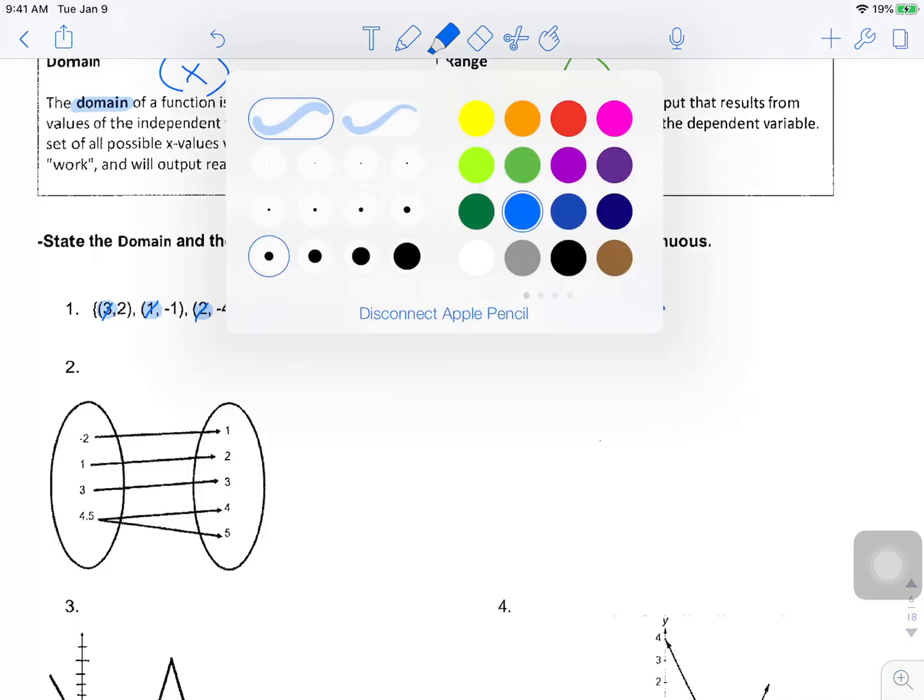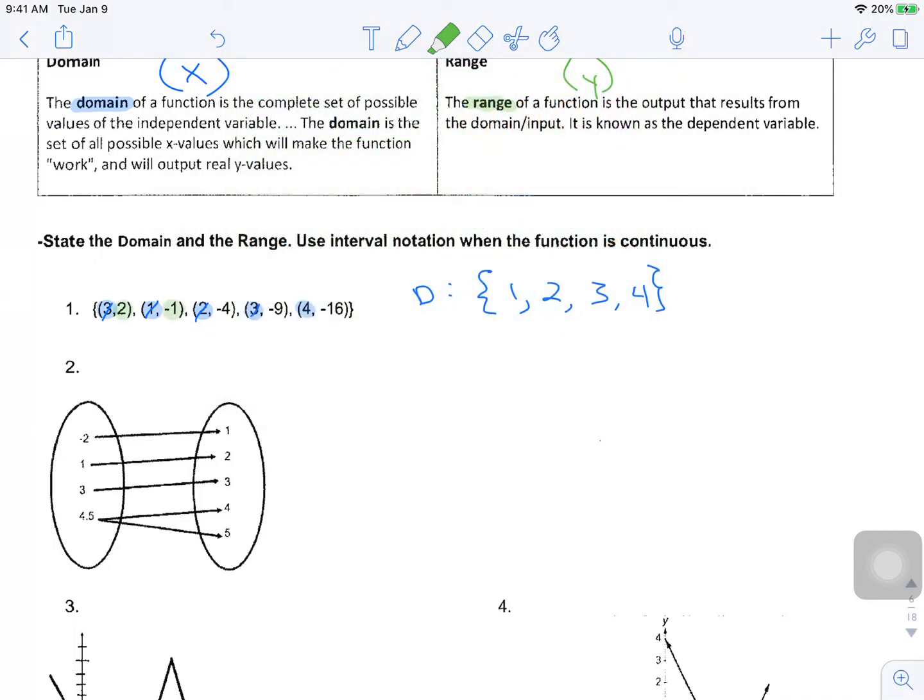Then I'm going to take a look at my range values, which again are my y values, and make that list. Again, starting from the very smallest number to the largest number without duplicating any number. So I see negative 16 as the smallest number, then negative 9, then negative 4, negative 1, and last but not least, 2. So that would be my range and my domain for this relation or function.